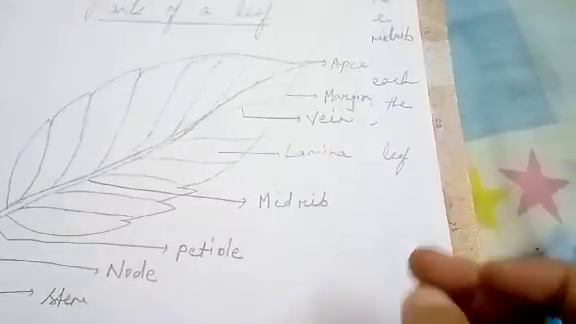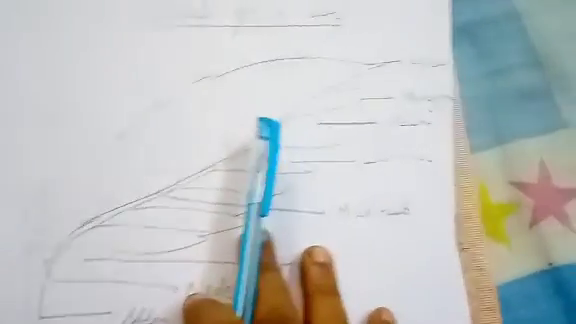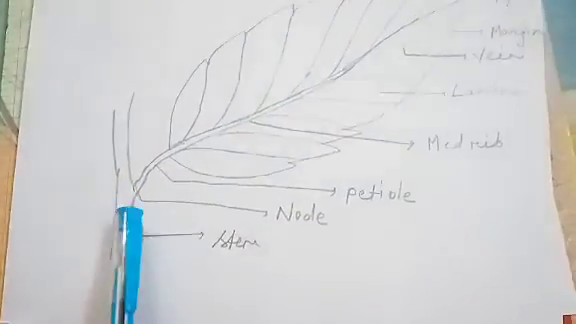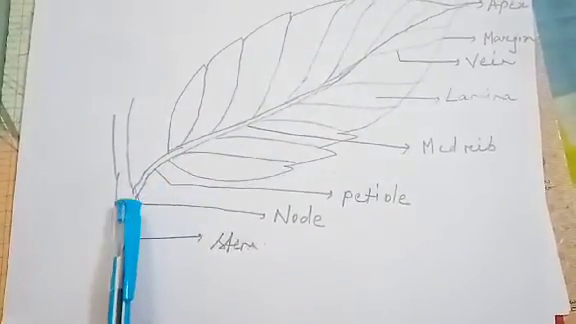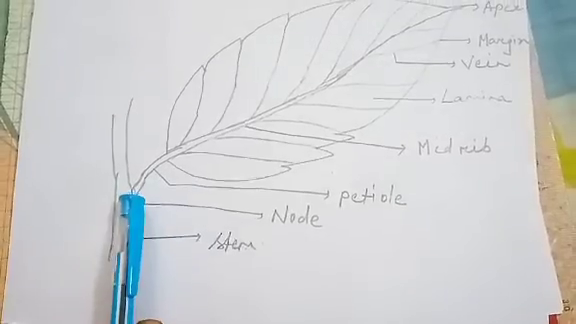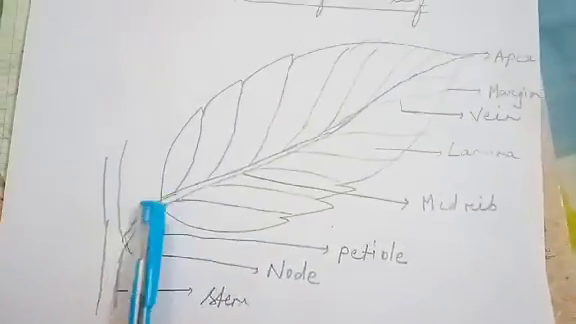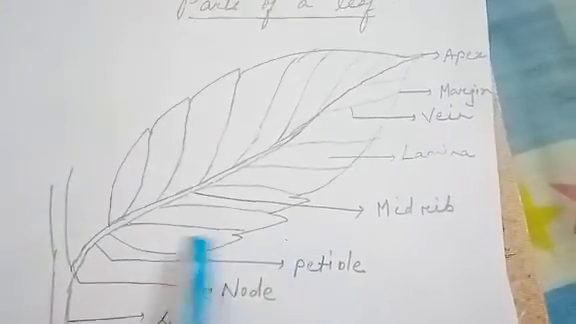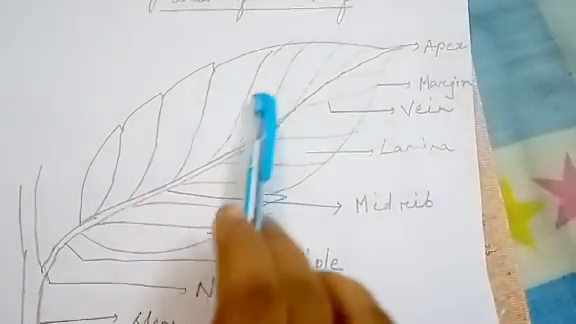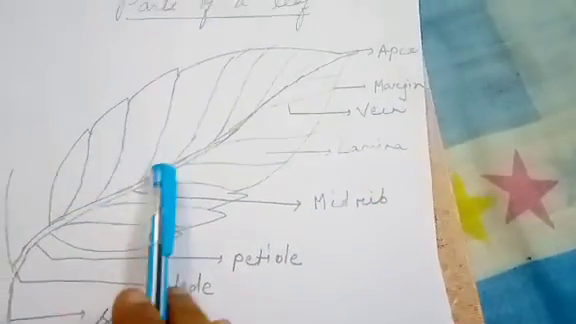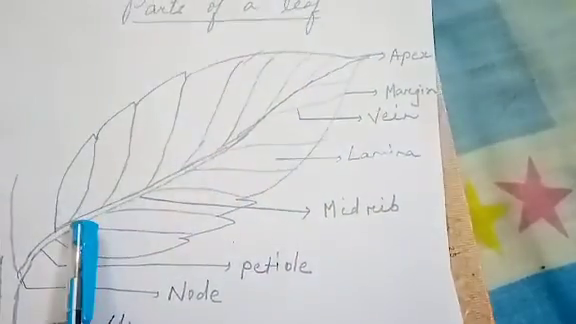I have drawn the diagram, children. You can see the parts are also labeled. See here, this is the stem. From the stem the leaf is arising. You see this point, the point on the stem from where the leaf arises is called the node. The stalk of the leaf is the petiole. Now you can see there is a structure in the central part which is called the midrib. That is the midrib, the ridge-like structure.